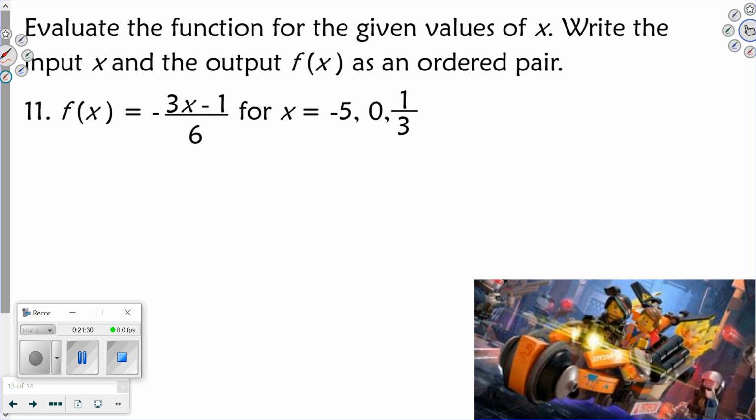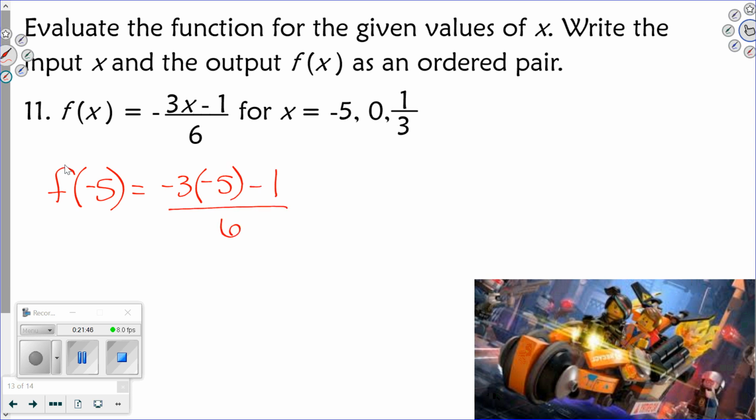Me personally, I would just think of that as a negative 3x right there. So if I plug in a negative 5, I have negative 3 times negative 5 minus 1, all over 6.